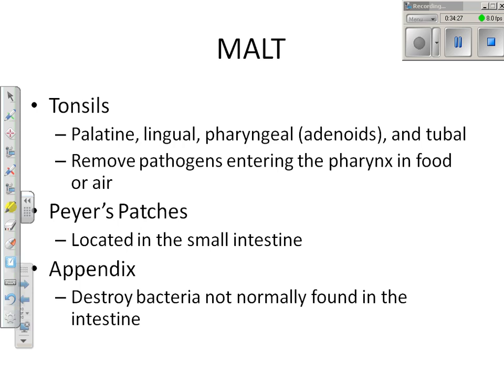Did you guys learn those tonsils? Didn't we learn that last semester, where those tonsils were? We've not.